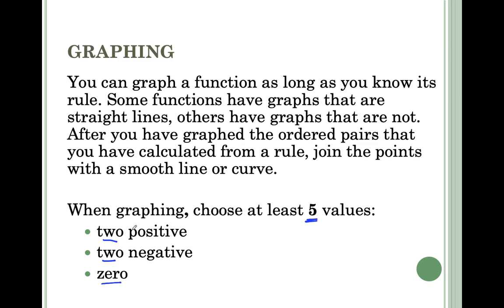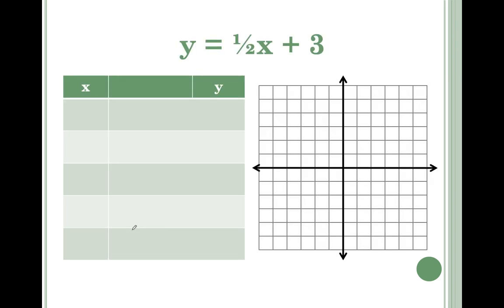If we get 2 negatives, that'll give us information on the left side of the graph. 2 positives should give us some information on the right side of the graph. 0 right in the middle, and that'll give us a good picture.